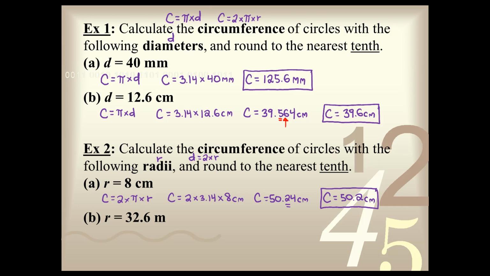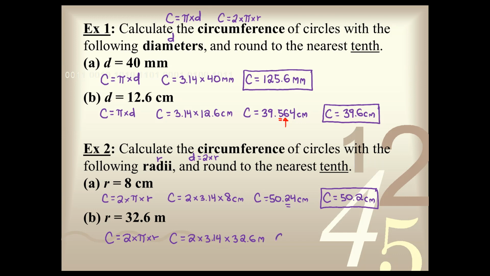And we'll do one more. So we have r is 32.6 meters. So again, write down our equation. Step 1, 2 times pi times r. Step 2, do a substitution. Replace the pi with 3.14. And then replace the r with the 32.6 meters.